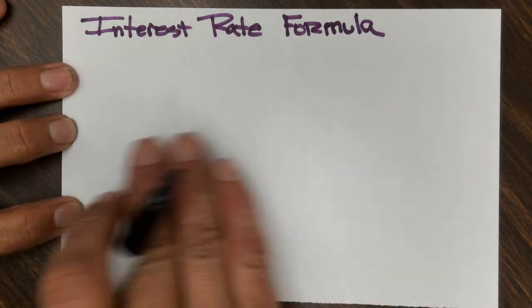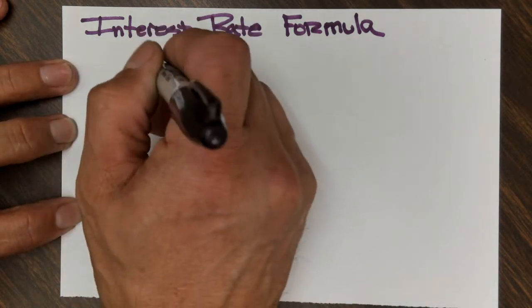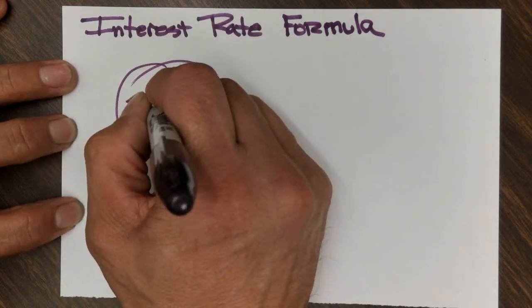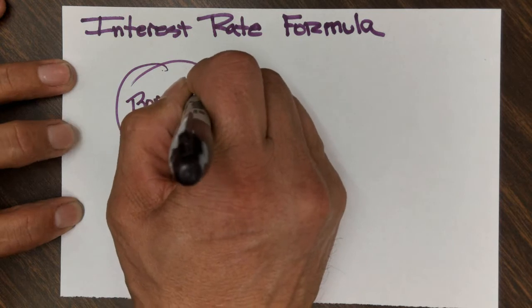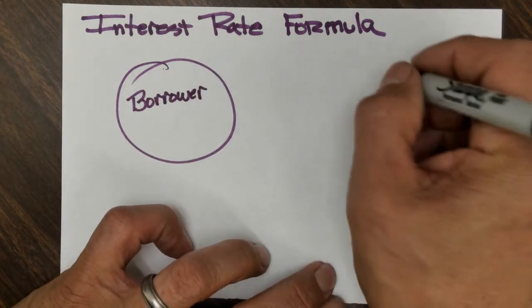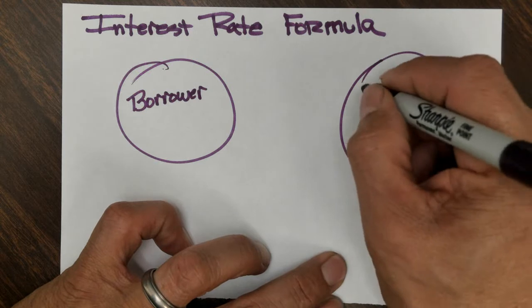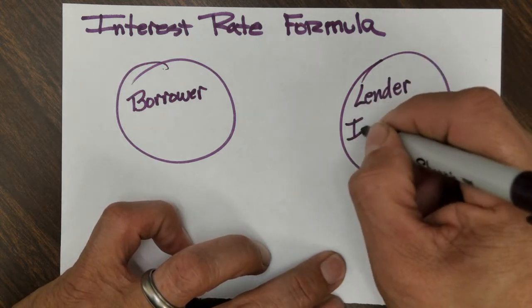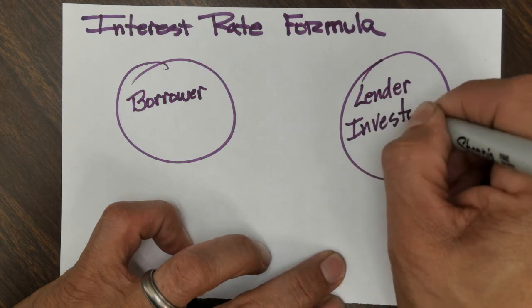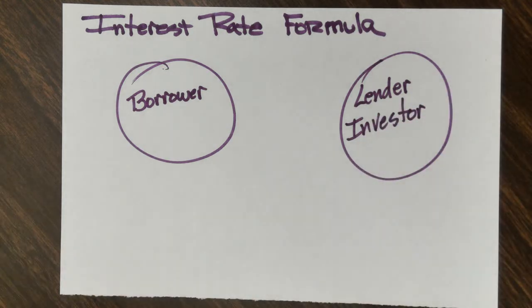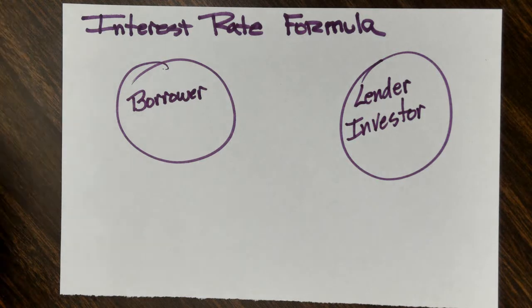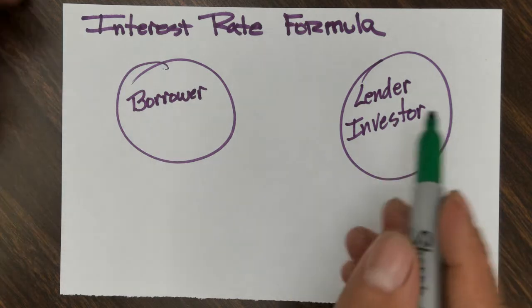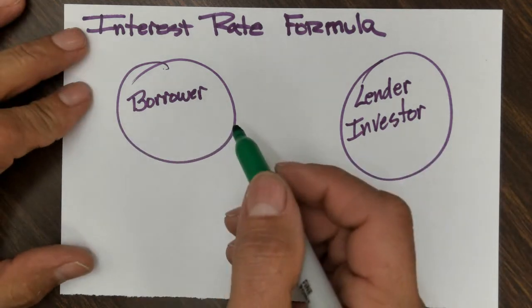Anytime there is money in exchange, there's always two people involved. There is the borrower and the lender, sometimes referred to, depending on what's going on, the investor. These two people are where the money is exchanged. The borrower is the one that needs the money. The lender is the one that has the money and will give it to the borrower.